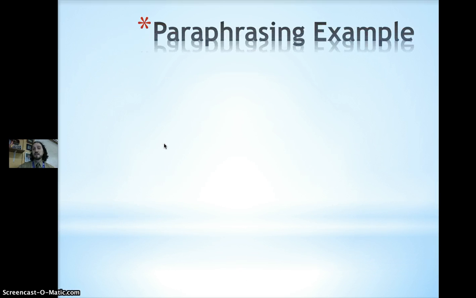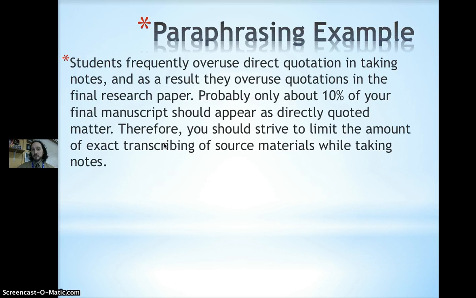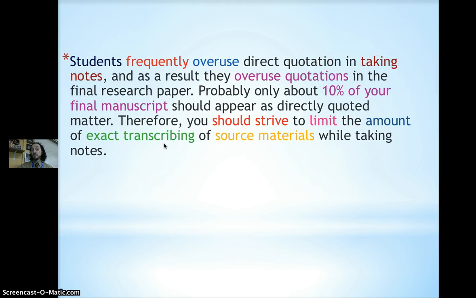All right, so let's look at an example, and we're going to use the same example again about direct quotation. All right, so we can look at it, and what I've done here, as you can see, I've color-coded words and phrases that I saw that needed to be changed. Frequently overused, taking notes, overused quotations. 10% of your final manuscript should strive, limit the amount. Exact transcribing, that's something that no one would probably ever use in their paper. Exact transcribing. And then source materials.